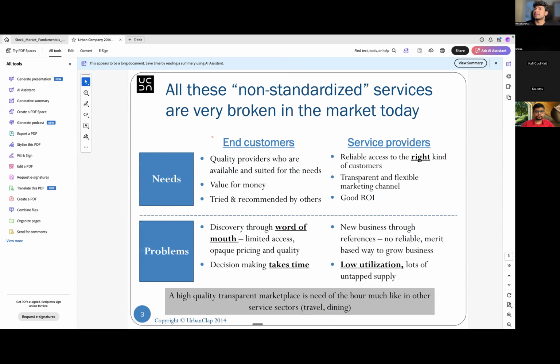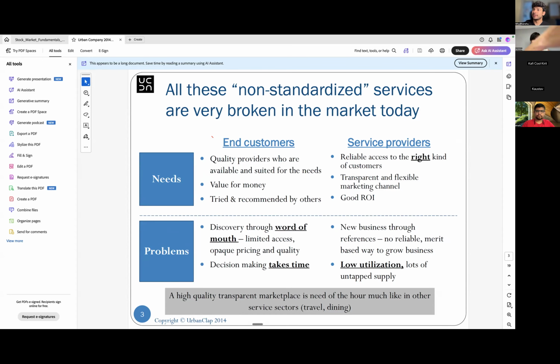All these non-standardized services are very broken in the market today. What are the needs? Some classic 2x2 for MBAs to appreciate. End customers, what do they really look for? Quality providers who are available and suited for the needs, some value for money, some tried and recommended for others. The problem right now is of discovery because that's word of mouth. That was the real play for Urban Clap. They highlighted in bold, underline that word of mouth is the real game right now in India.